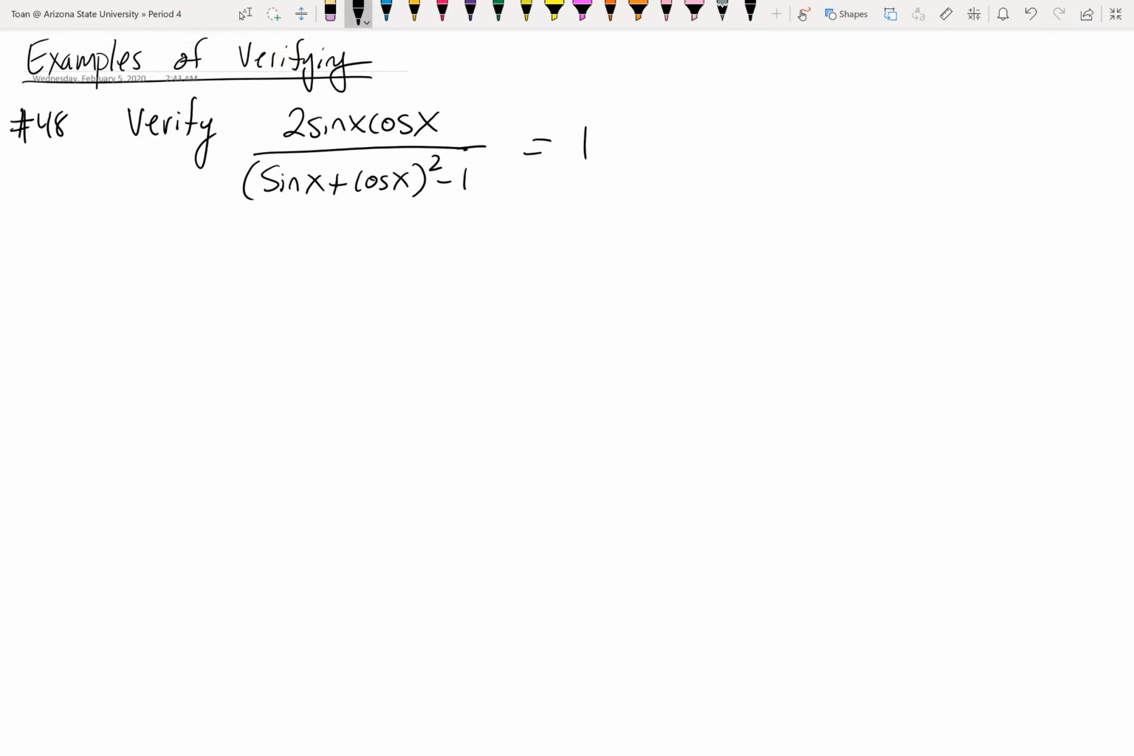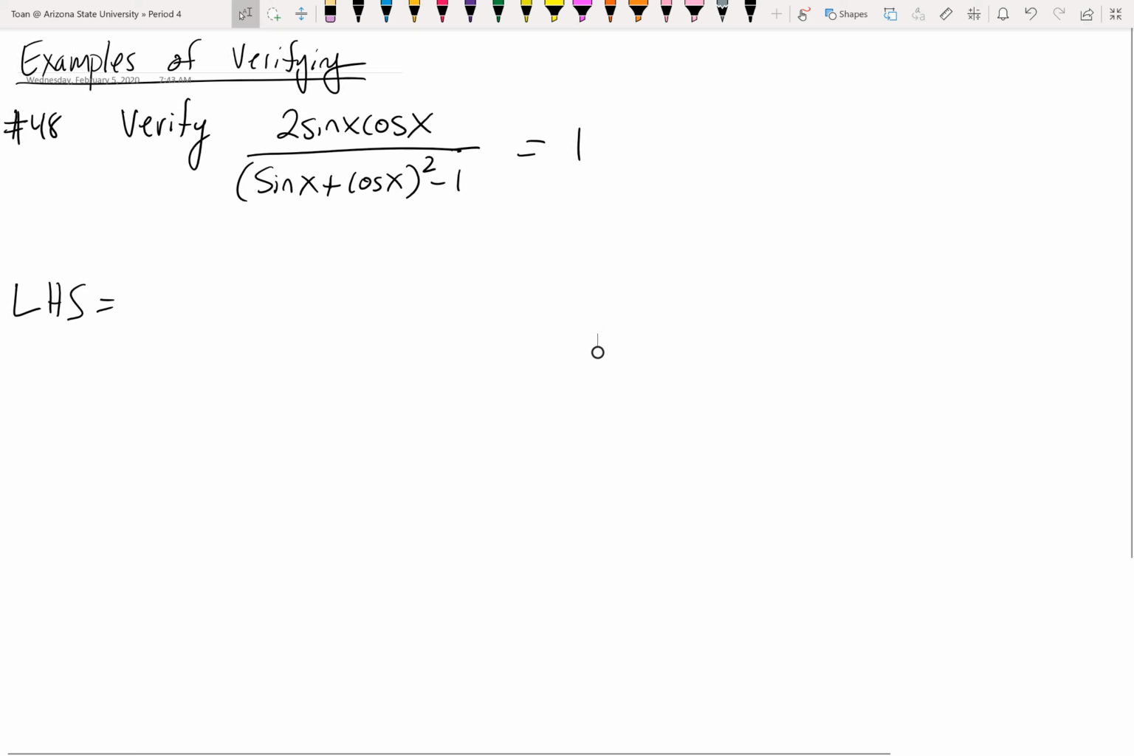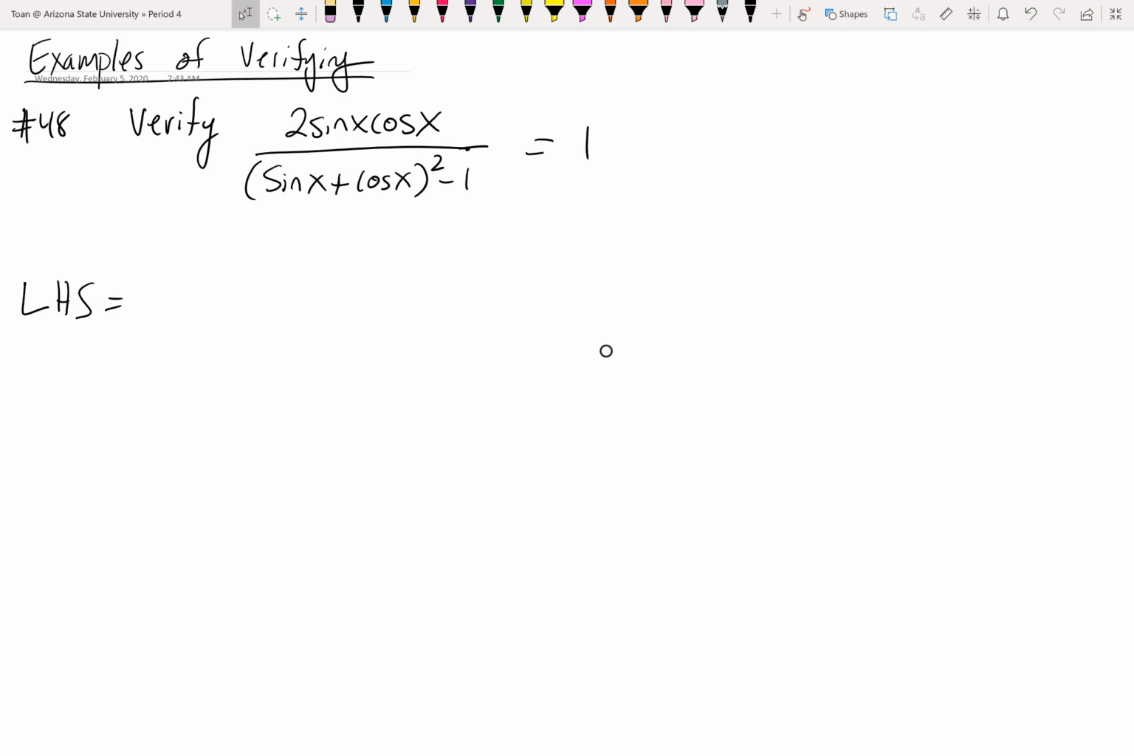So in this particular problem, I don't think anyone's going to argue that the left-hand side looks more complicated than the right-hand side, so we're going to start there. Now, in looking at the left-hand side, I'm just going to look at algebra stuff that they're telling me to do. Now, we really only have one thing to do here, which is to expand this binomial.